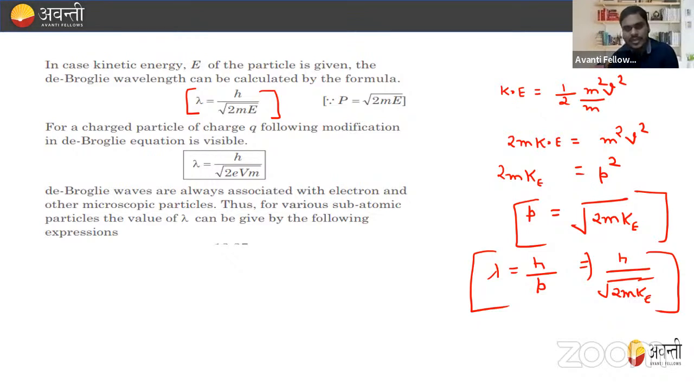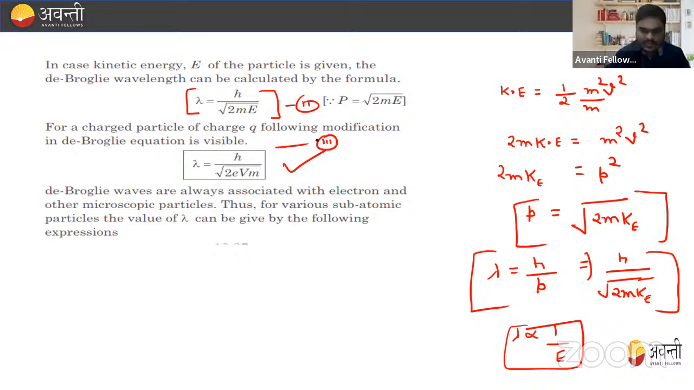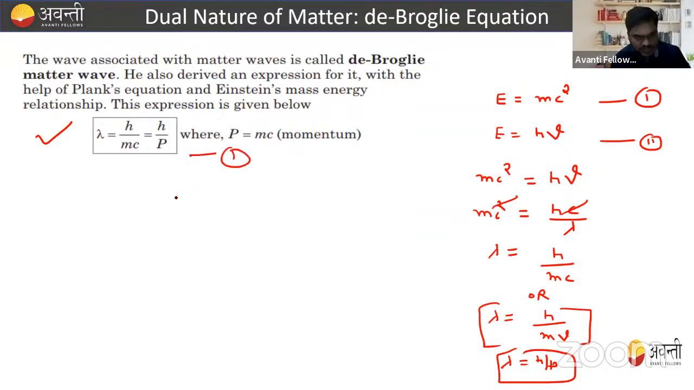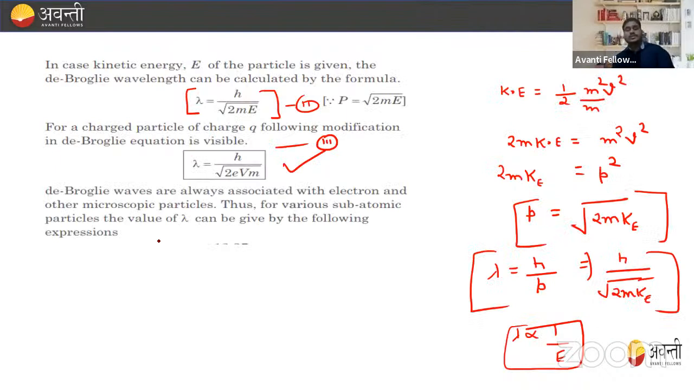Many times the question asks which relation we have to use: what happens when the energy increases? What is the effect on the wavelength? From this equation we can observe that lambda is inversely proportional to energy, right? Now this equation also plays a very crucial role. This was the second one. This is the third equation, and the first two are this and this. The third one is also a very, very important relation.